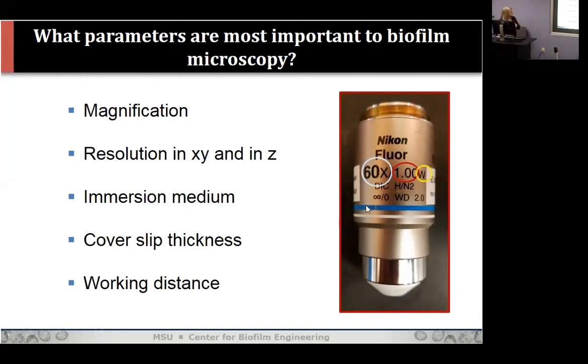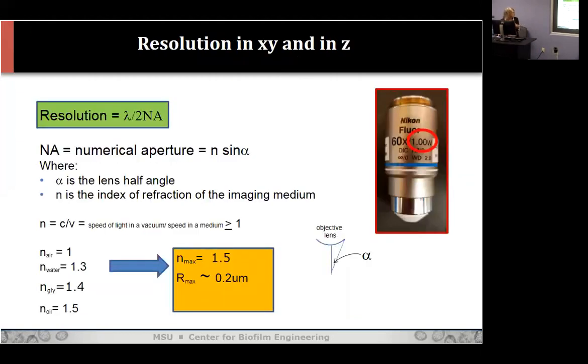The immersion medium is written on an objective. This is a water immersion objective. You'll either see water, oil, or nothing, which means air. Cover slip thickness is written down here, and I have a green circle around it. There's a 0 on this one, which means you don't need a cover slip. And working distance, it's down at the bottom. It's always in millimeters. The working distance here is 2 millimeters.